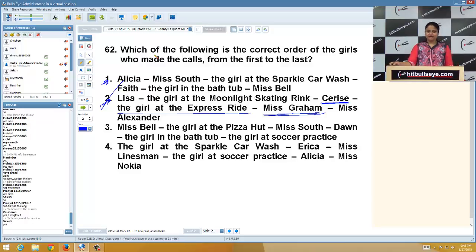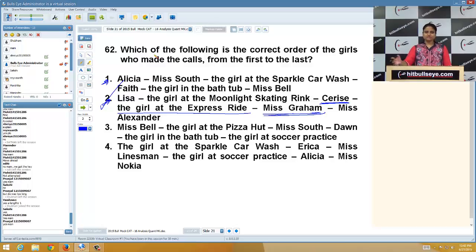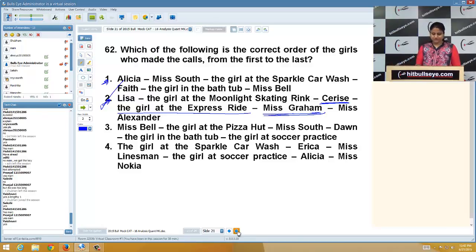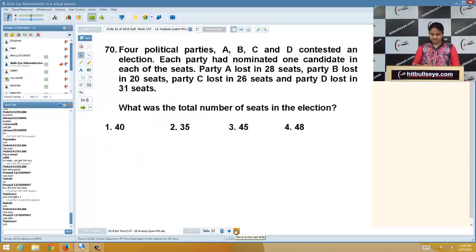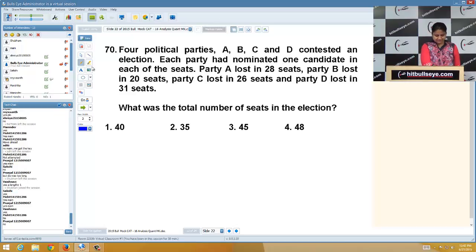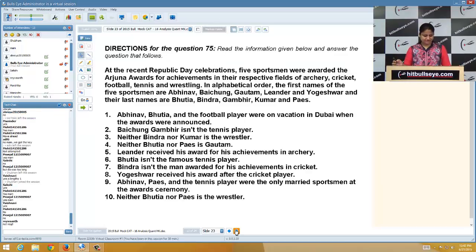Whenever you have any AR question, always try to find a question where the full arrangement is given. So by using questions, sometimes the set becomes very easy. Question number 70. I am unable to understand why this question is difficult. It's very easy actually. Any problem in this? Good. Very nice.